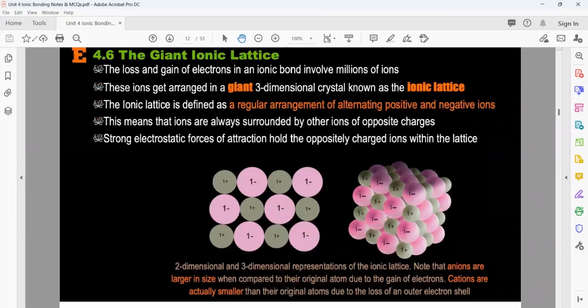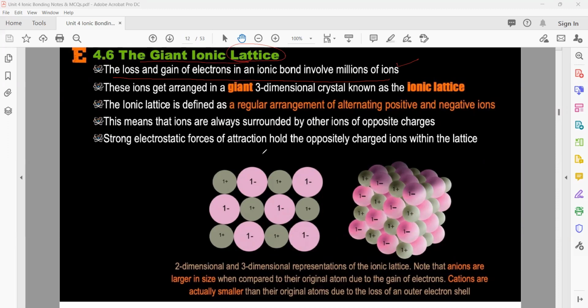Now they use a term, the lattice, or the giant ionic lattice. What does it mean? The loss and gain of electrons in an ionic bond involves millions of ions, not only one atom and one, say sodium and one chlorine, making this one. Millions of atoms are there.